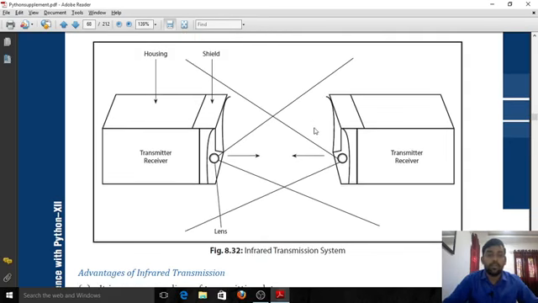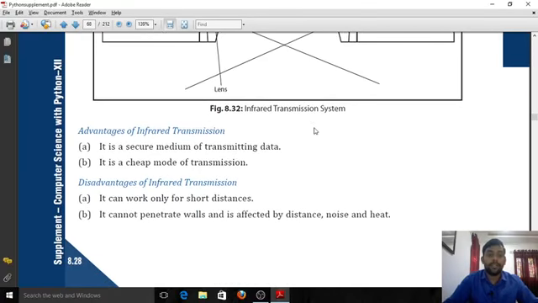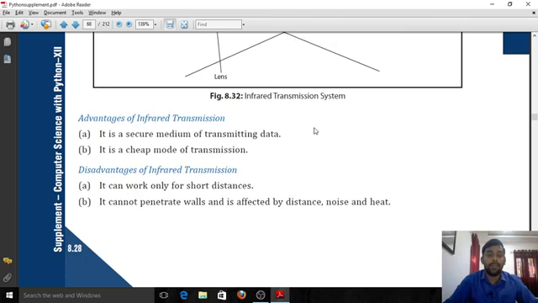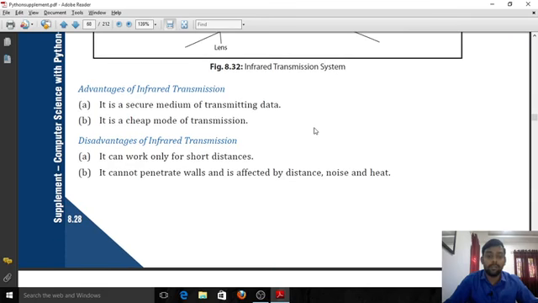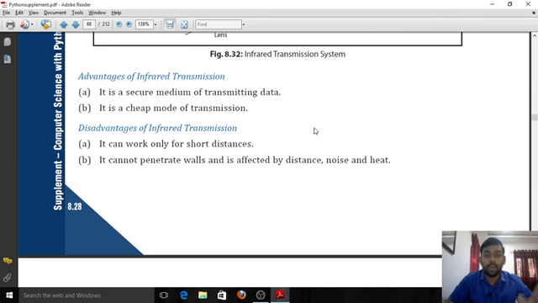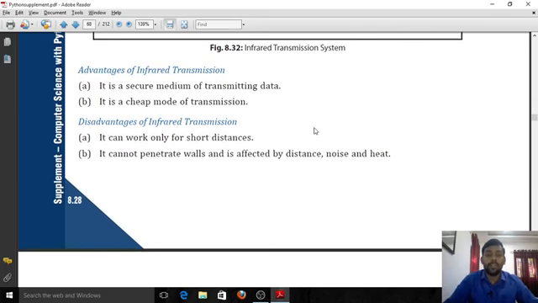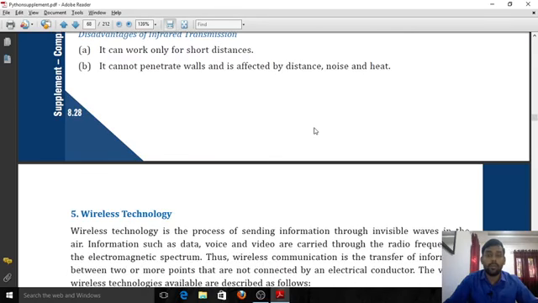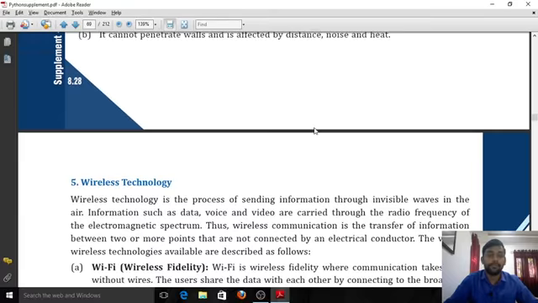Then it's a secure medium of transmission. This is the only secure medium. It's a cheap mode of communication and works only over short distances. That's the problem: it is confined to short distances, cannot penetrate walls, and can be affected by noise.